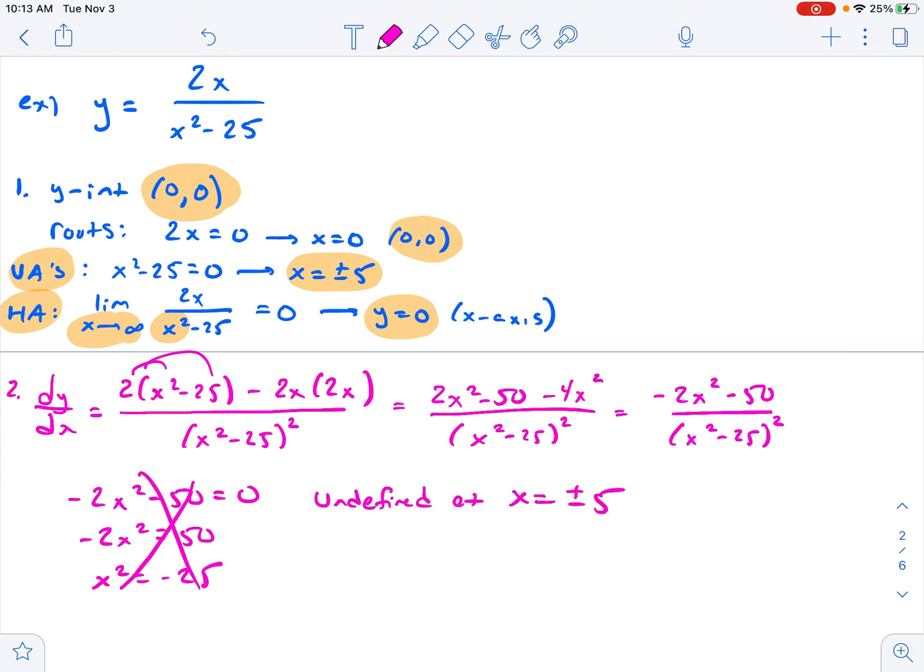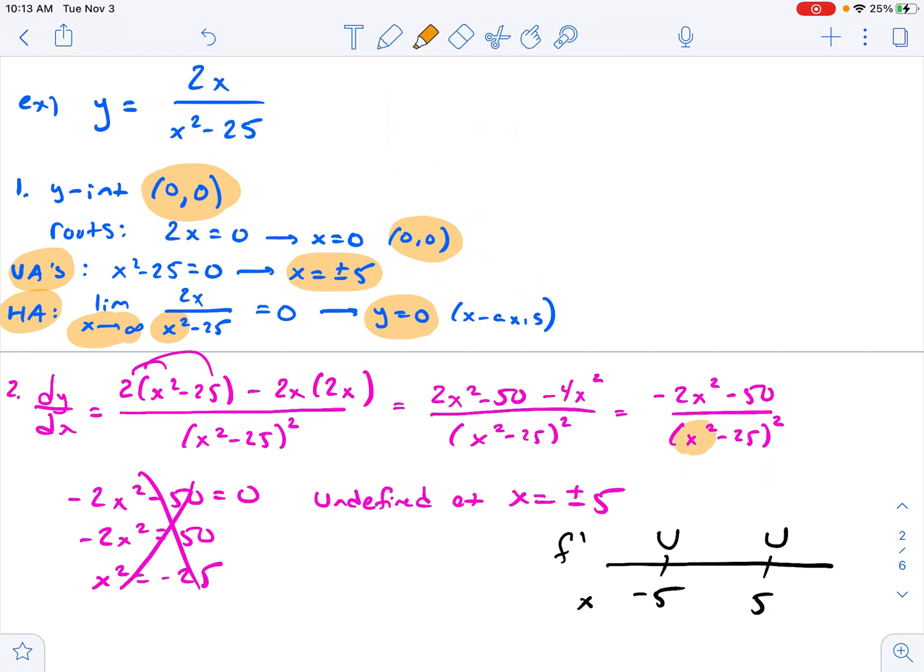Same place as the original function was undefined, again, at plus or minus 5, which ties right back to the lesson on differentiability. If a function is not continuous at these points, the derivative does not exist at these points either. Okay, so we got two critical points, plus or minus 5. However, both of them make the first derivative undefined here, which is why I'm using the letter u instead of a 0. Now let's test the sign of this thing.